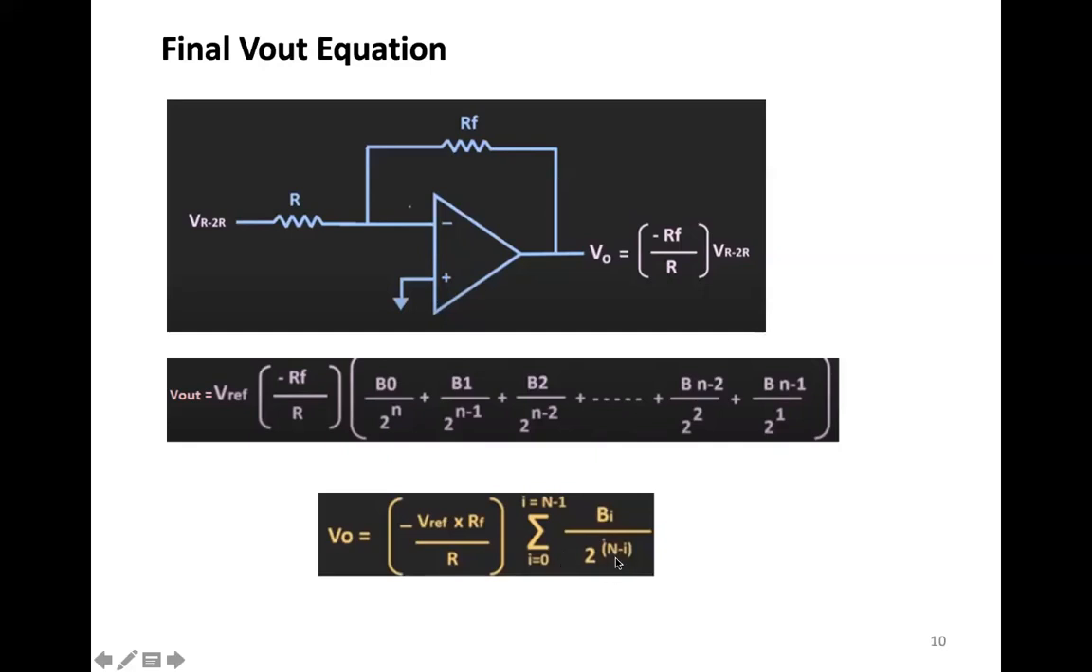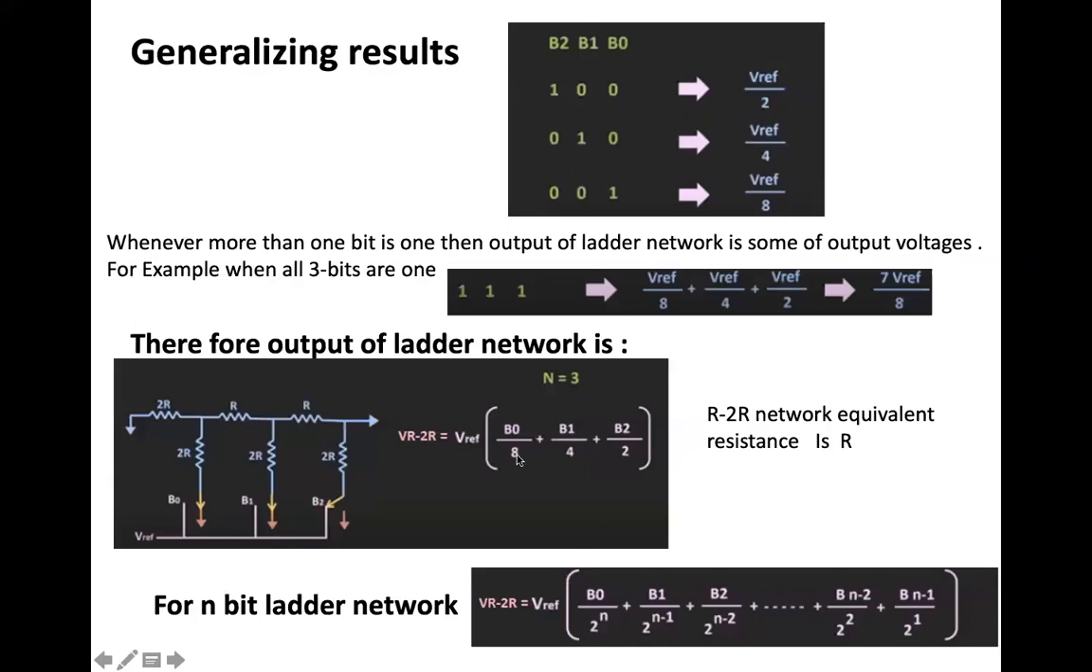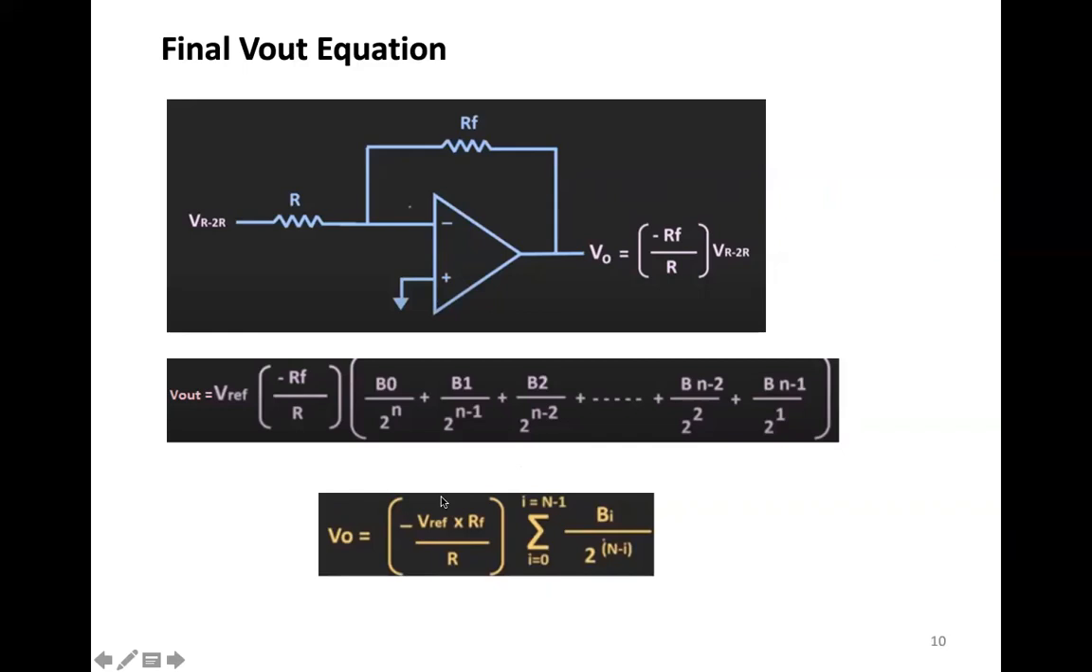So if I is equal to 0, and whatever the bit values, 3 minus 0 will become 3, right? And this will become, since I is 0, B naught. So B naught by 8. Is it the same thing here? Yes, B naught by 8. So we have generalized the equation in the form of summation. So this was our final equation that we saw, with respect to the summation.